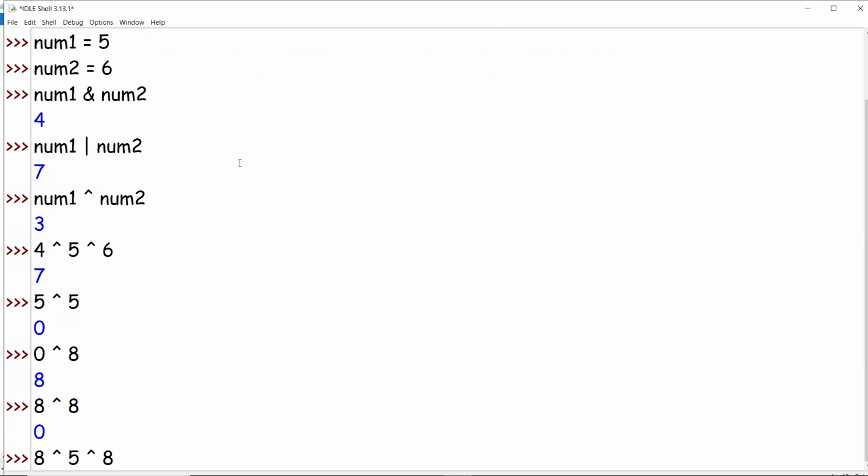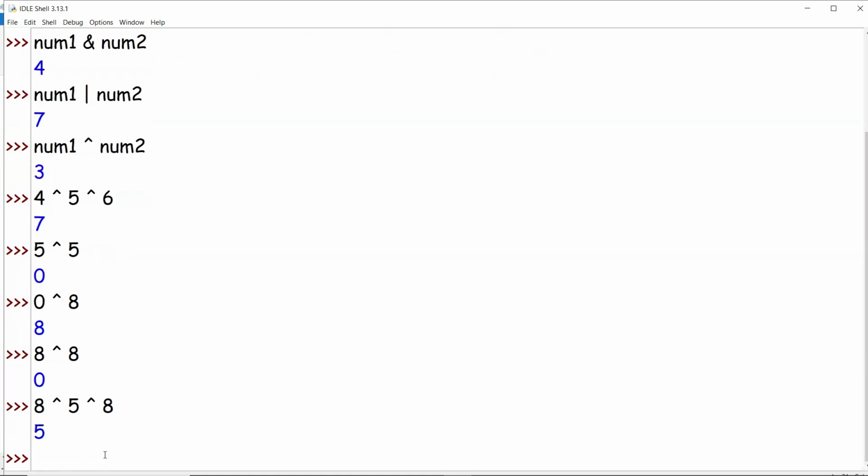Instead of doing this in a manual way, we already know the result. 8 XOR 8 is 0. So now you can directly do 0 XOR 5, and you get the answer 5. So remember this point. We'll be using this scenario in our upcoming series.